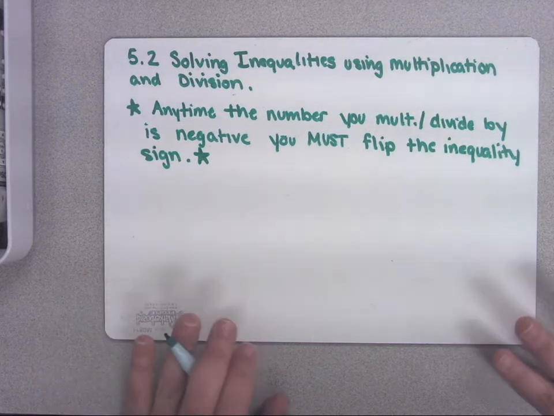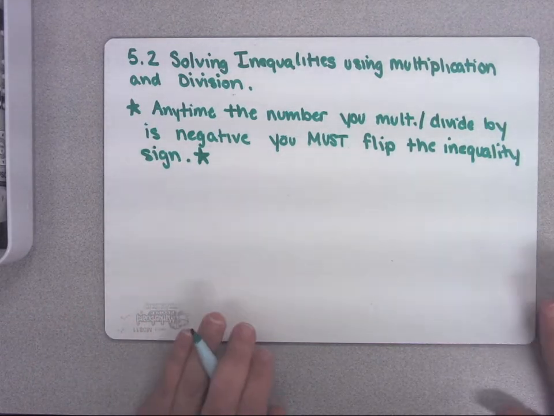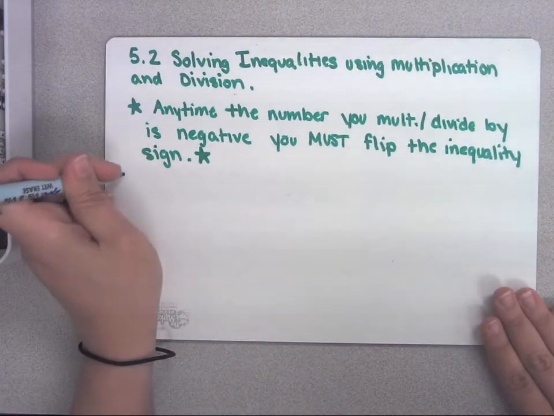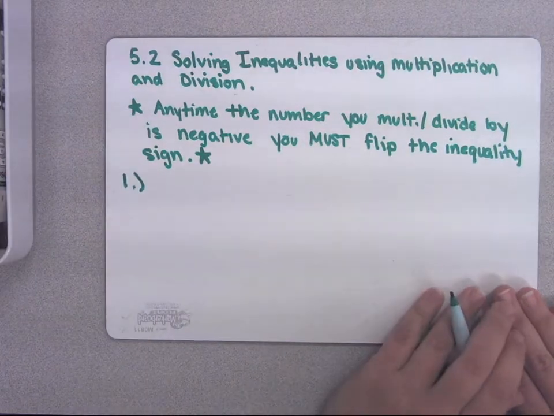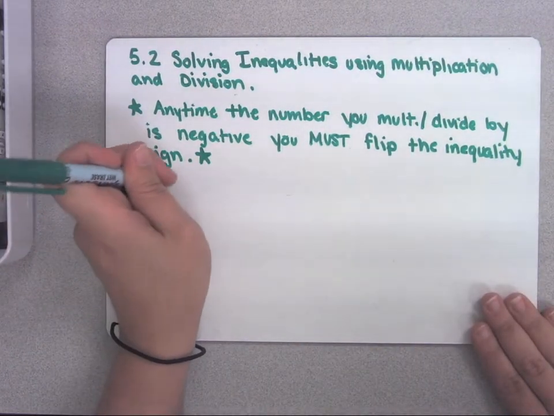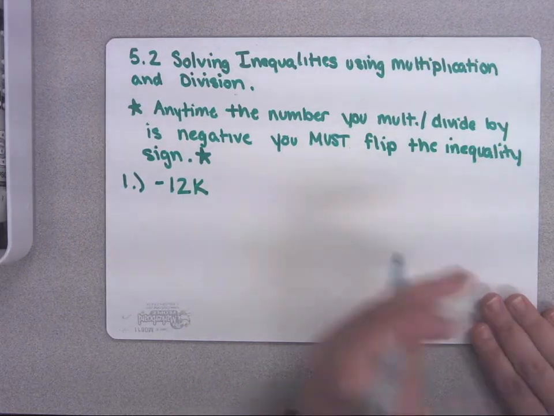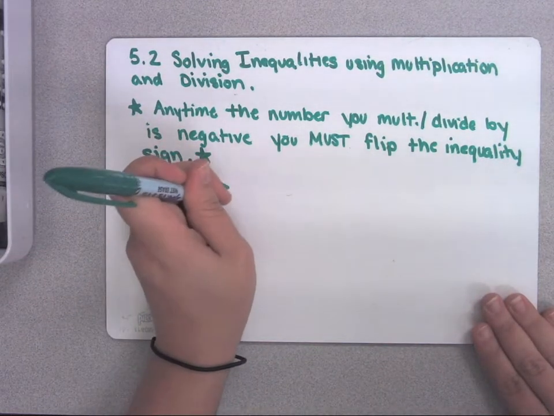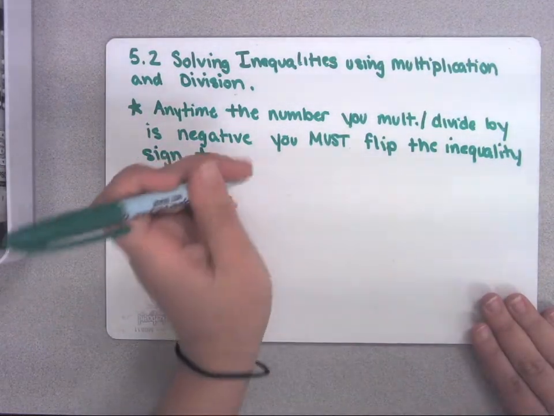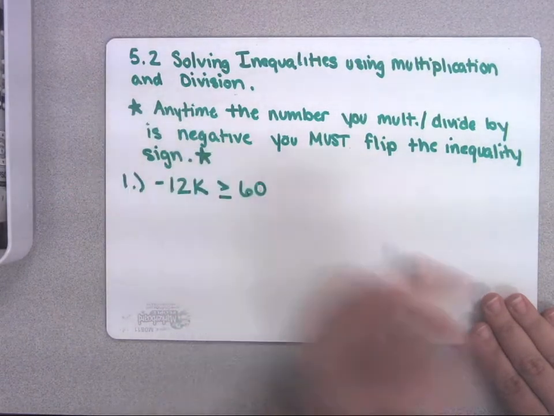Okay, so a very, very basic problem. Number 1. Negative 12k is greater than or equal to 60.